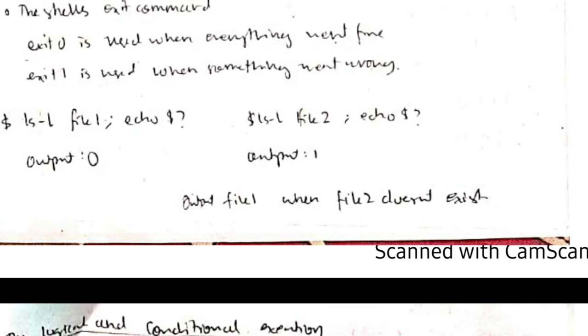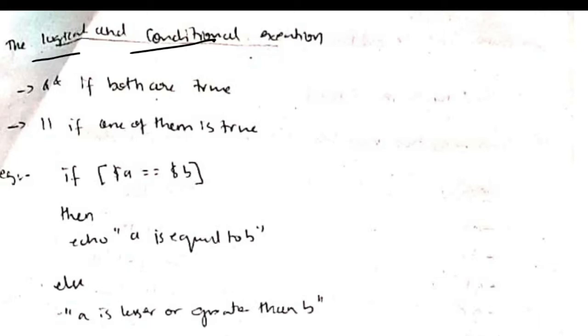When can the command be unsuccessful? When file2 is not present. Suppose file2 is not there and we are trying to access it, at that time it will output 1, which means the file doesn't exist and can't be accessed.